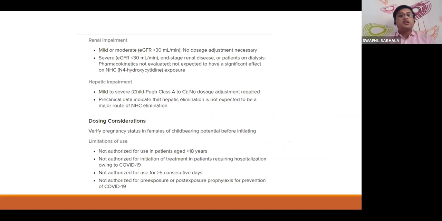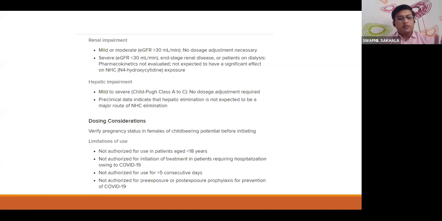Now, molnupiravir, where it should not be used, that is a very important slide. First, pregnancy, lactating mothers and childbearing women, we should not use it. Second, the contraindication is patients who are less than 18 years of age, because it can harm the cartilage and bone formation. Third, those patients who are hospitalized. There, we should not use molnupiravir.